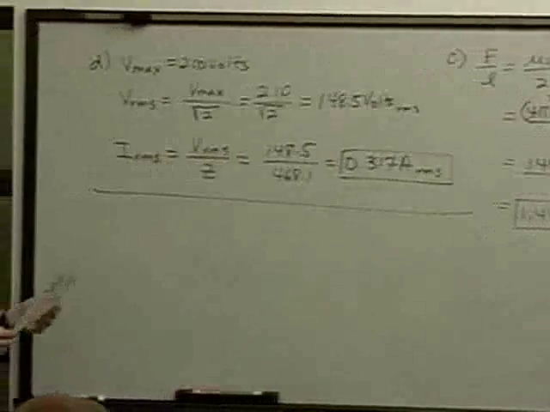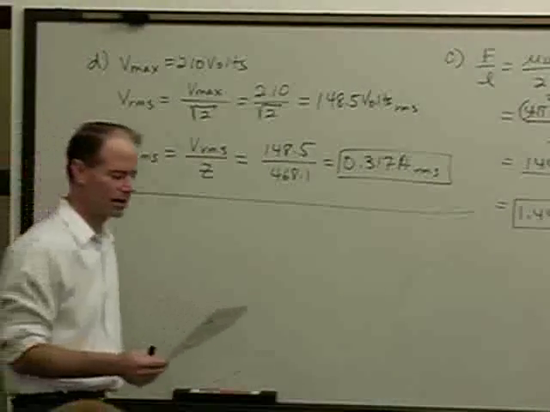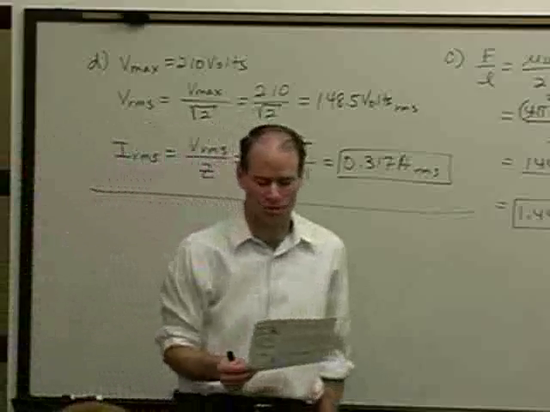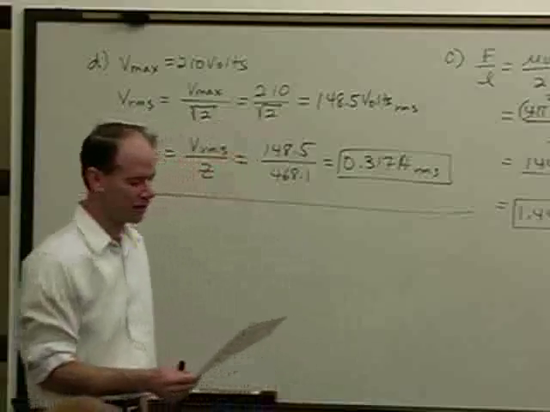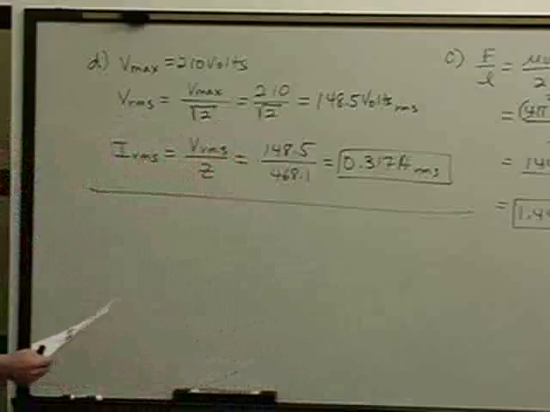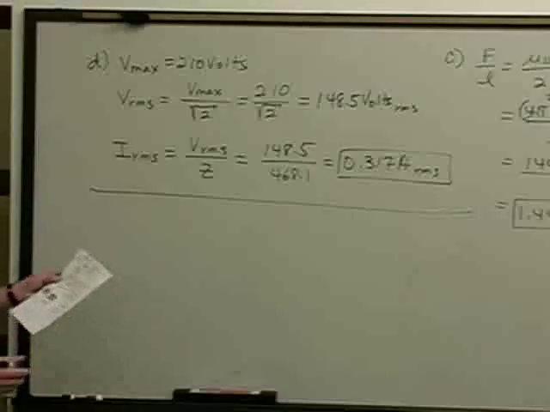Take a look at problem number 6. A 100 millihenry inductor is connected in series with a 500 ohm resistor, a 100 microfarad capacitor, and a 50 hertz, 100 volt RMS source. Find the RMS current in this circuit.